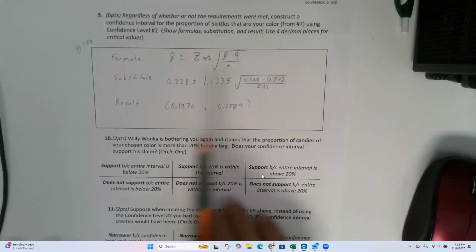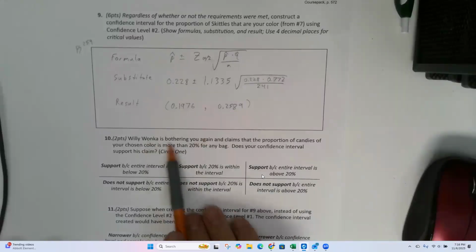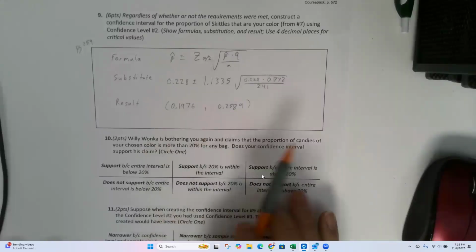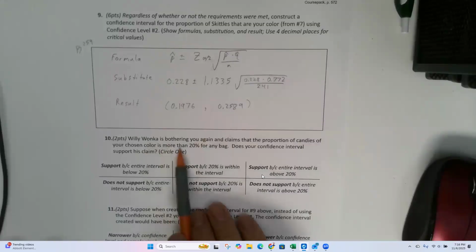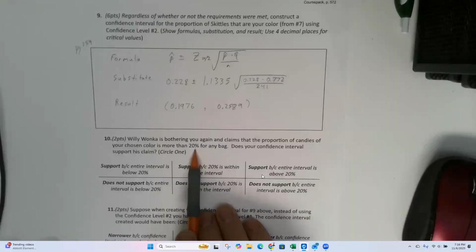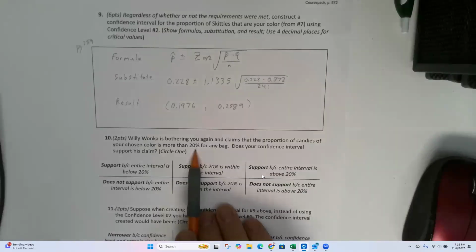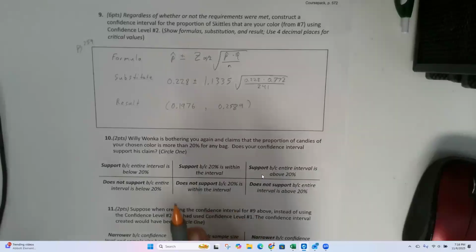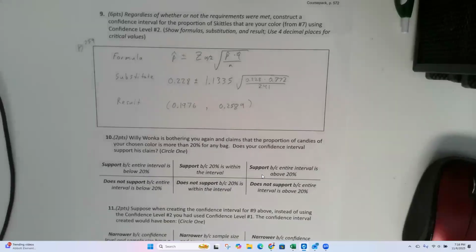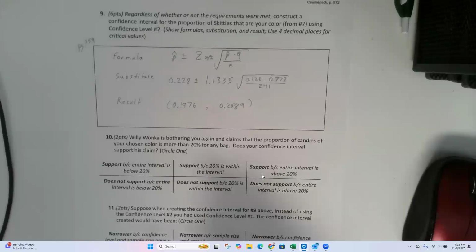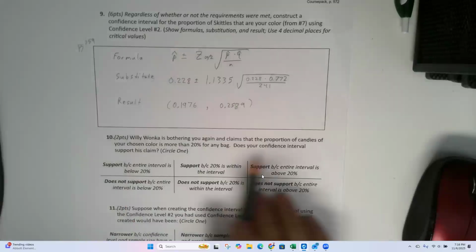All right. Willy Wonka's bothering me again and claims that the proportion of candies of my chosen color is more than 20%. 20% is 1/5. There are 5 Skittle colors, so we know that 1/5 of all Skittles are yellow. He is saying that actually there's something weird going on. They don't like you, Joe, so they're making more lemon than 1/5. Do I believe him?